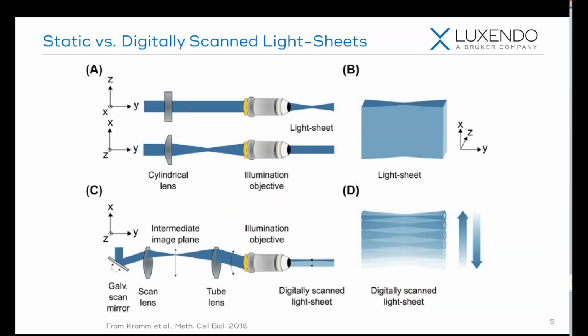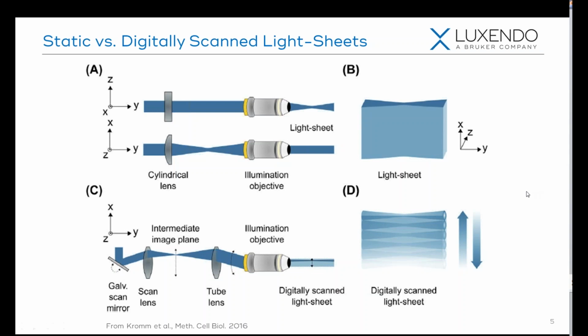Well, there's two common ways to do this. The first way, and the easiest way, is to take your standard illumination, as shown in A here, and then expand it in one direction by the addition of a cylindrical lens, as highlighted here, essentially elongating our illumination profile and creating a static light sheet that will stay static throughout the imaging process.